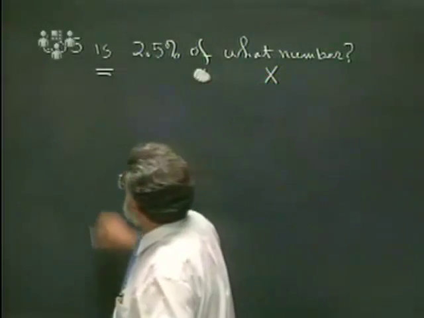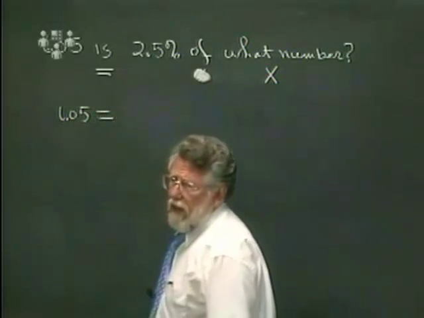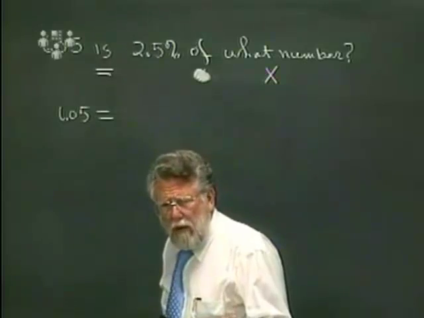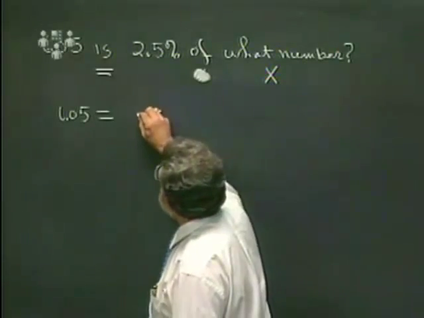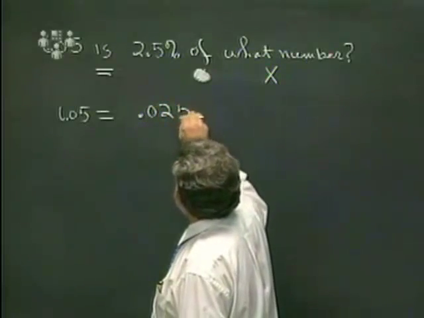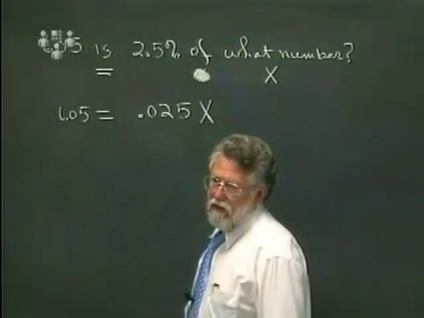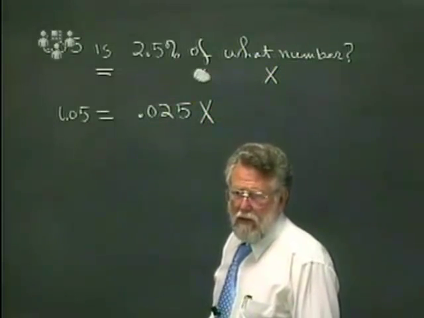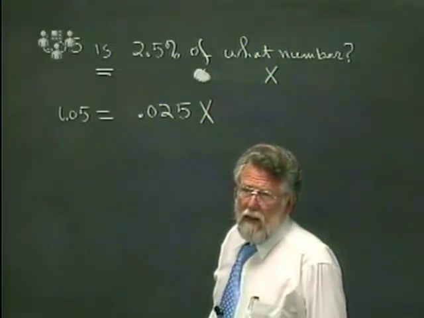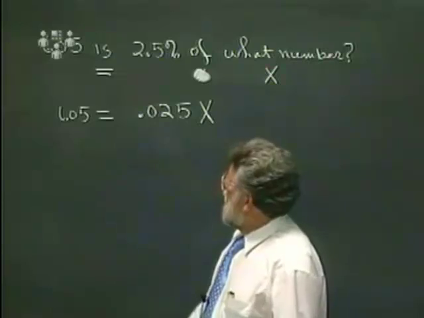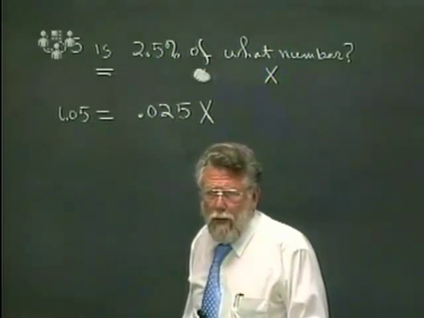So to that extent, I'm saying 605 is equal to, and whether you want to write 2.5 over 100, 0.025, 2 1/2 over 100 is a little bit of an option. But this translates to me into this equation as the most direct route. Now, at that point, this is like saying 605 is 25 times x.